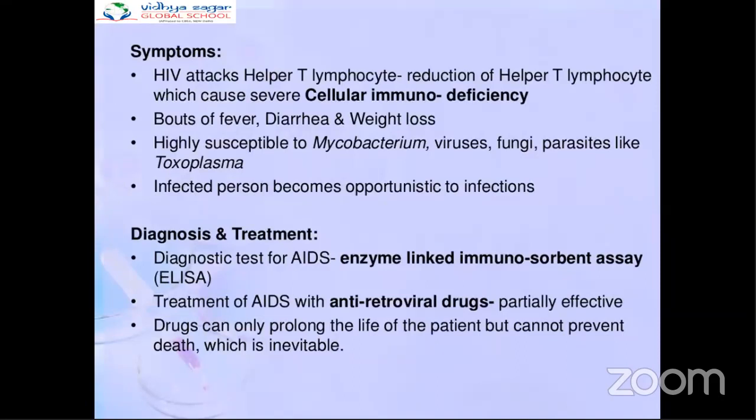Diagnosis, how to diagnose? The diagnostic test for AIDS is ELISA. It is called enzyme-linked immunosorbent assay. It is the principle: ELISA works on the principle of antigen-antibody reaction. You will get one more question. ELISA is enzyme-linked immunosorbent assay.